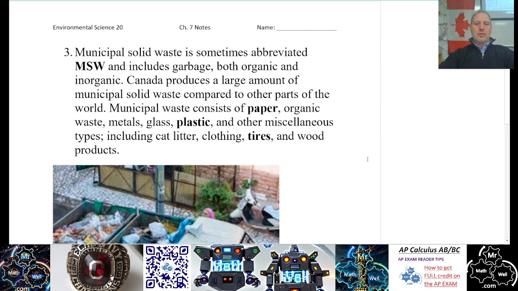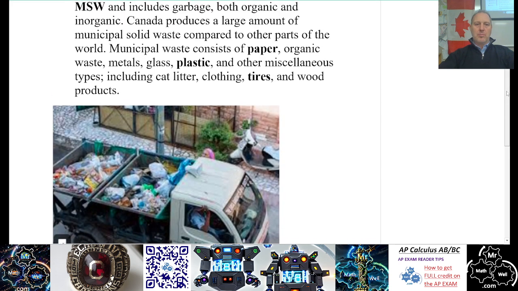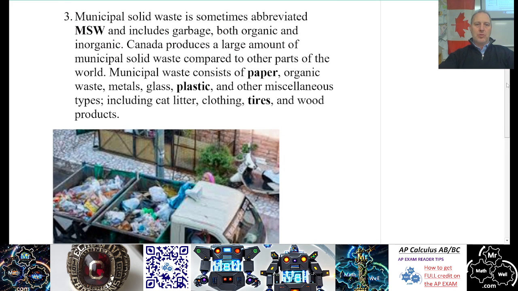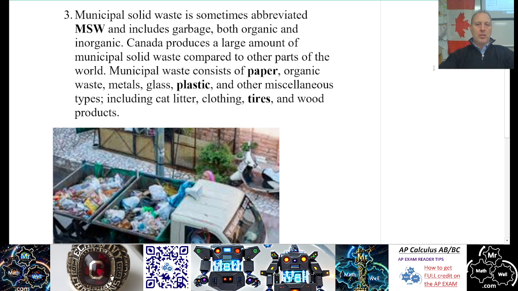The third type of waste is municipal waste. It's sometimes abbreviated MSW, municipal solid waste. It includes garbage, both organic and inorganic. Canada produces a large amount of municipal waste compared to other parts of the world. Municipal waste consists of paper, organic waste, metals, glass, plastic, and other miscellaneous types.